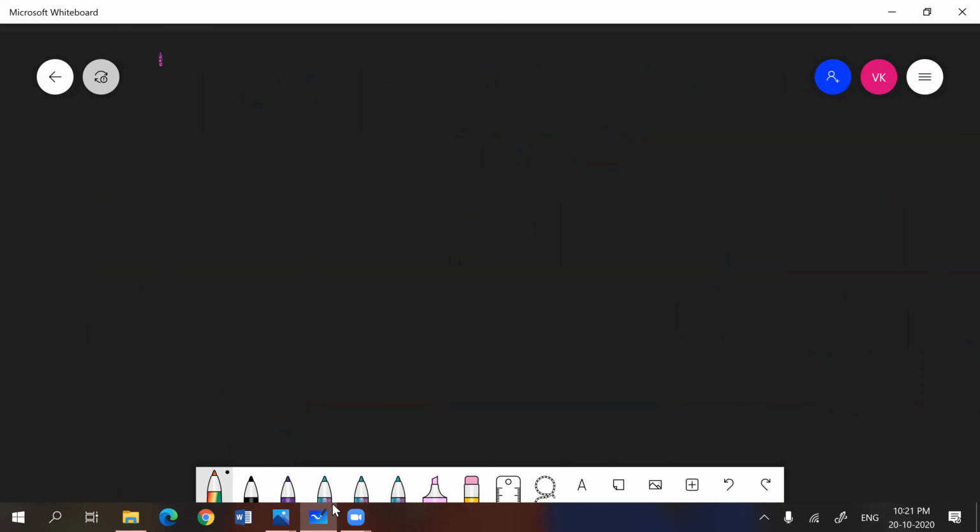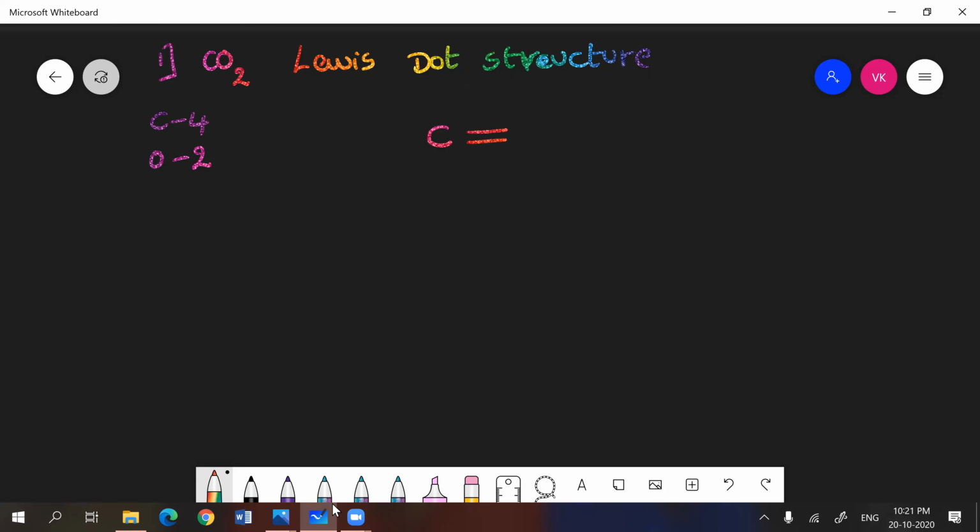First, I'm going to discuss the Lewis dot structure for carbon dioxide. What I told you: carbon gives 4 bonds, oxygen gives 2 bonds. That you have to remember. Now, carbon will be the central atom here, and it can give 2 bonds with each of the 2 oxygens to satisfy. You see now, 4 bonds with carbon, 2 bonds, 2 bonds.